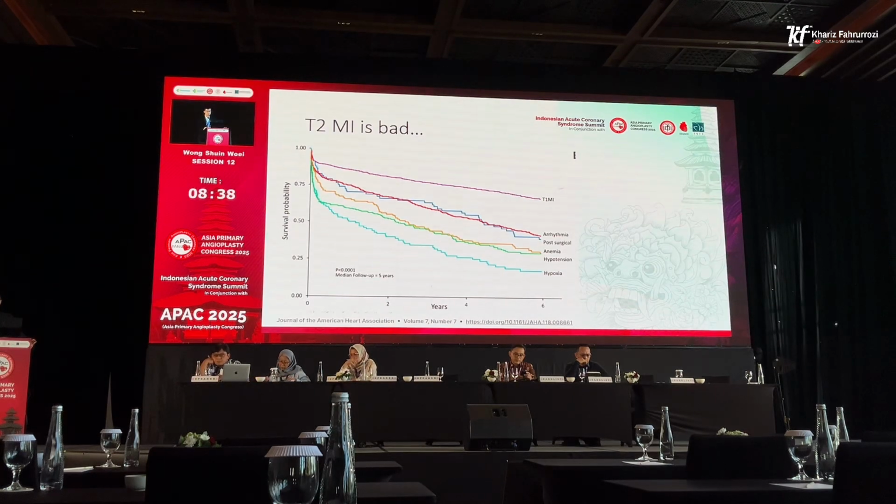We know type 2 MI is bad, but how bad is it? If you look at the curve on the top, for type 1 MI up to about 1 year, there is 15 to 20% mortality. But for type 2 MI, it's really bad. Those patients with arrhythmia, anemia, or hypertension tend to succumb really early, and sometimes do not survive even to the end of 1 year. These are bad prognostic markers for patients with type 2 myocardial infarction.